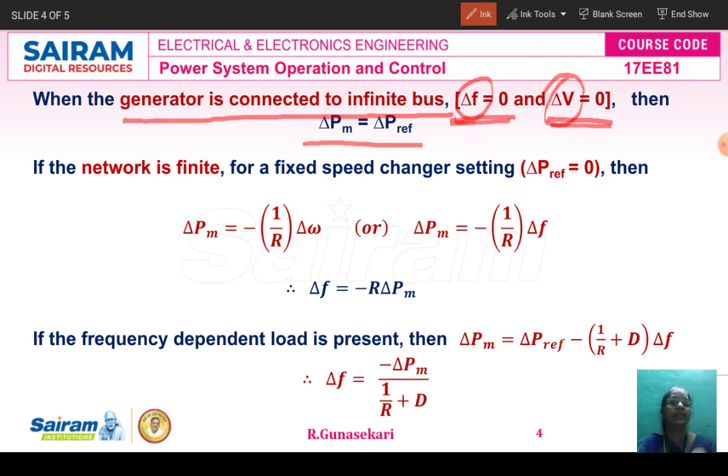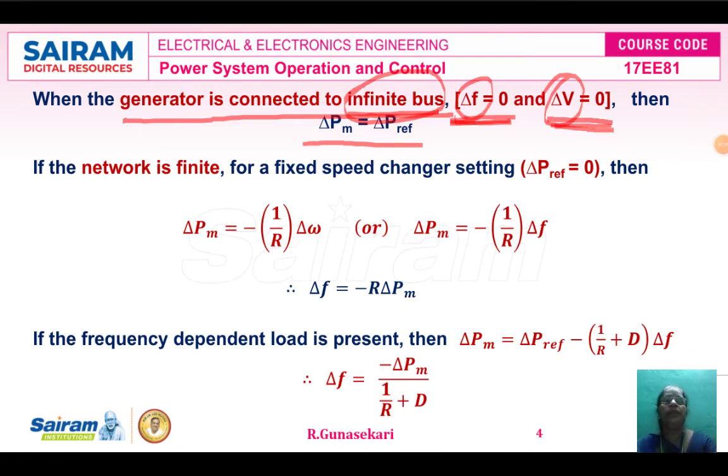Already, what is the definition of infinite bus? Infinite bus means frequency and voltage should be the same. That is only called an infinite bus. Therefore del F equal to 0, del V equal to 0.